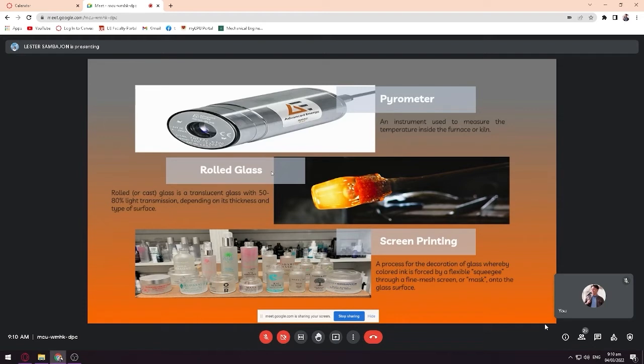a process for the decoration of glass whereby colored ink is forced by a flexible squeegee through a fine mesh screen or a mask. This is traditionally made from silk, but nowadays, it is also made from nylon, polyester, and stainless steel. A separate mask is used for the application of each color. So yung screen printing na process, makikita natin to sa mga ganitong klase ng bottles, sa mga perfumes, and yung mga ginagamit sa mukha, mga products that use glass bottles.